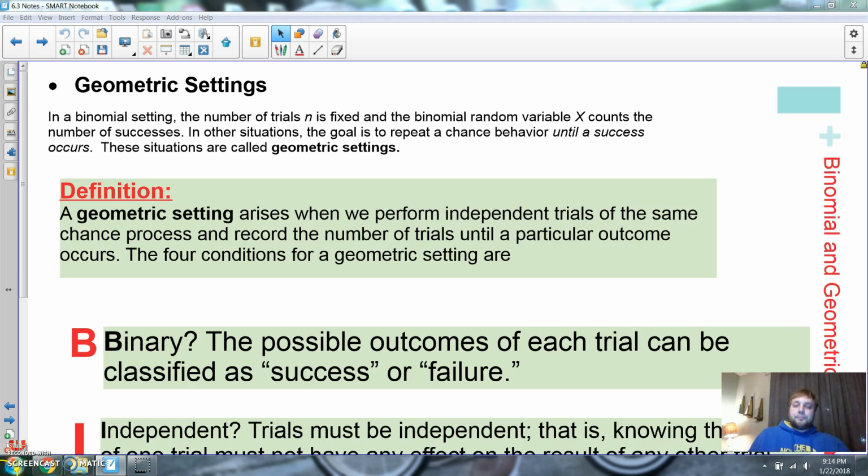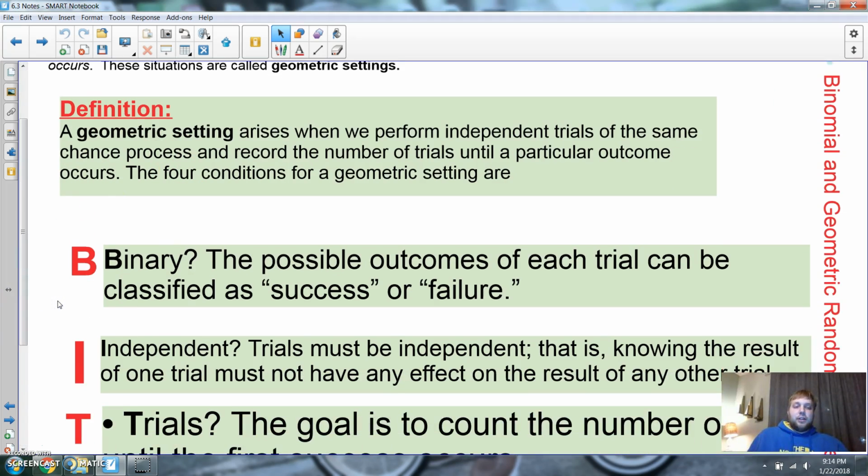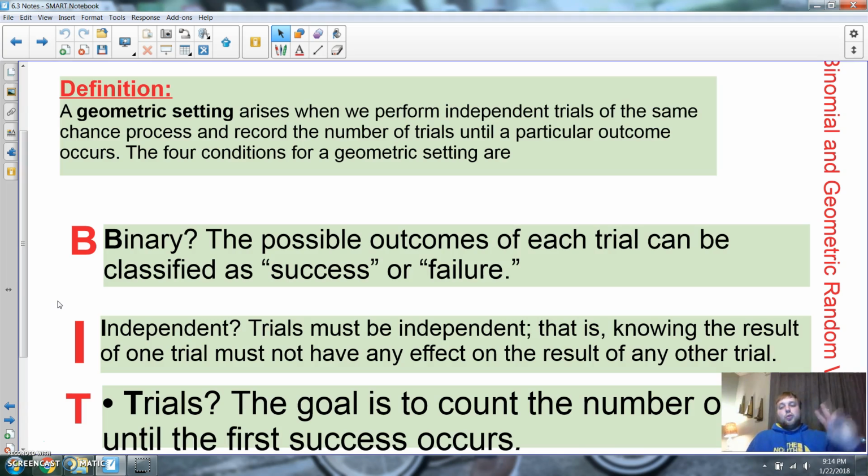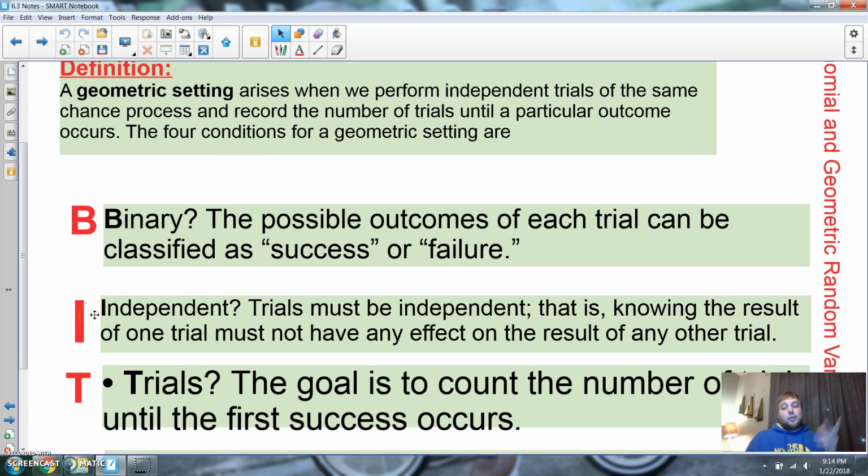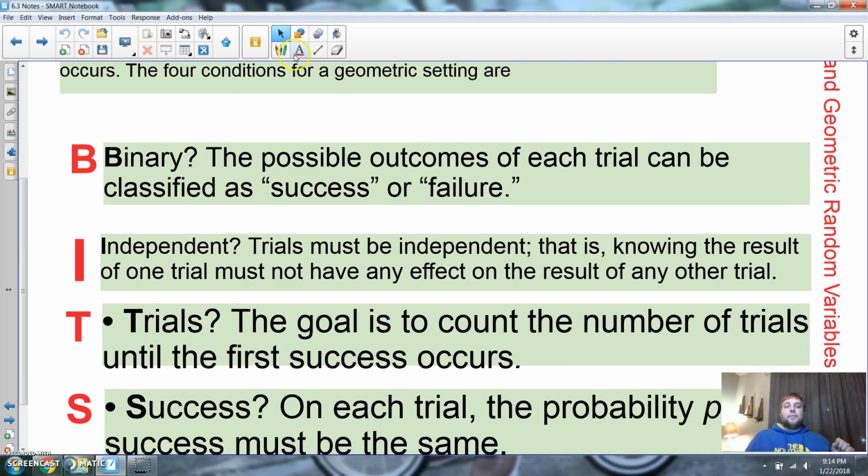Notice how the geometric setting is going to be slightly changed here. Binary: are there 2 outcomes, success and failure? So it's got to be binary. It's got to be independent, otherwise I just can't multiply them together. Independent means that one does not affect the other. One time does not affect the other. Here's the kicker that changes.